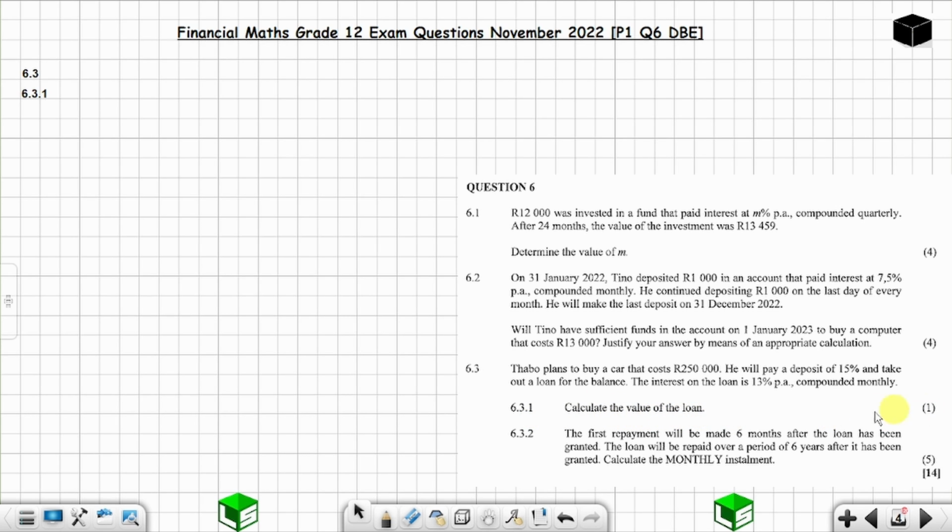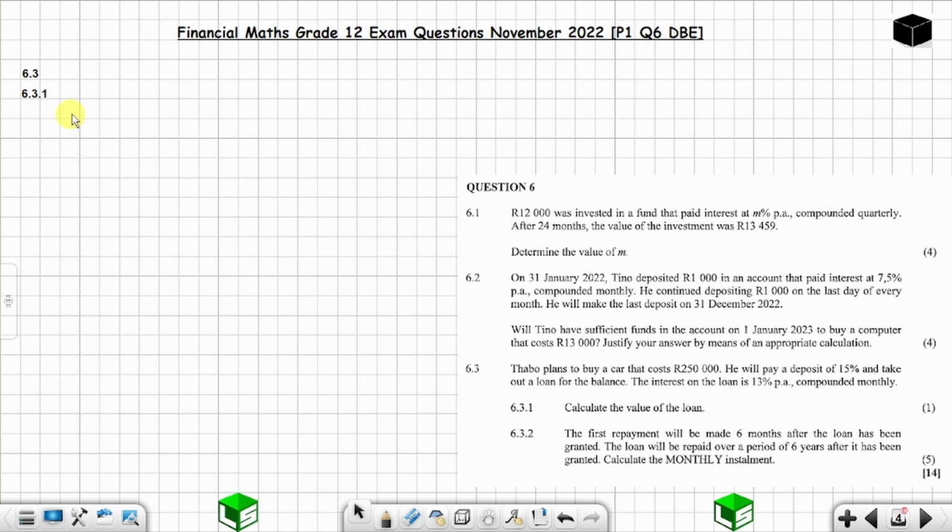6.3.1 Calculate the value of the loan, 1 mark. Okay, this question is simple. So, the value of the car is 250,000 rand. Tabo is going to pay 15% of this, and then you are going to have the balance. So that will be the value of the loan. So let's calculate 15% of this. This is what Tabo will pay as a deposit.